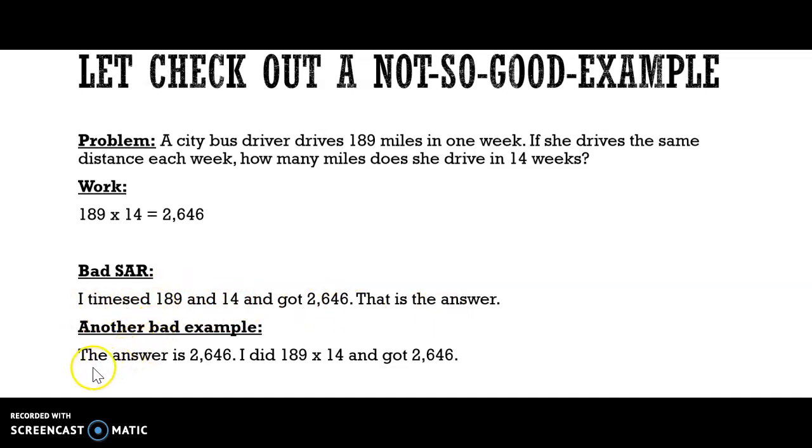Here's another bad example. "The answer is 2,646. I did 189 times 14 and got 2,646." Again, we're missing mathematical language. You should not be using mathematical symbols in your SAR. Instead of using the symbol, you should be using the word.